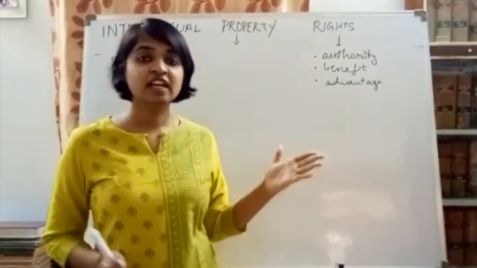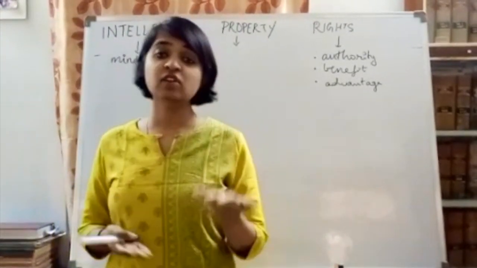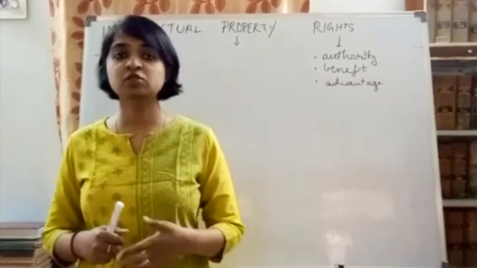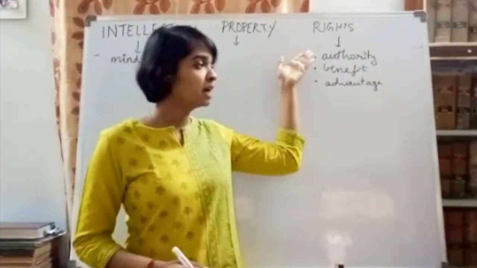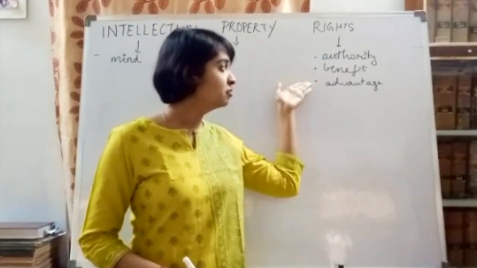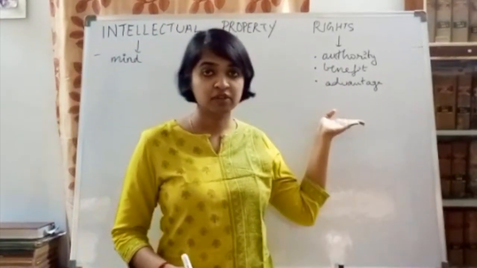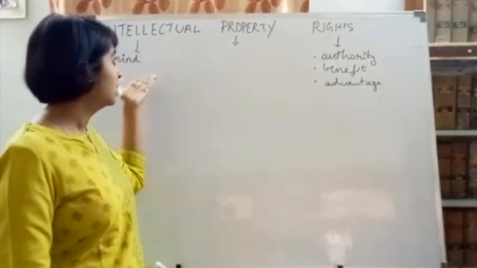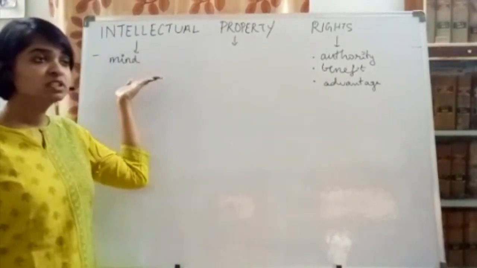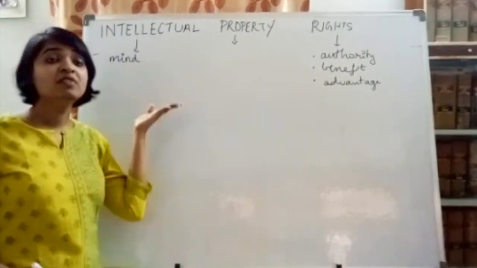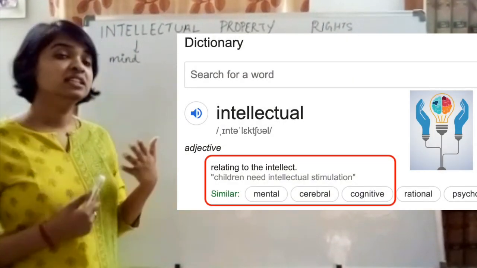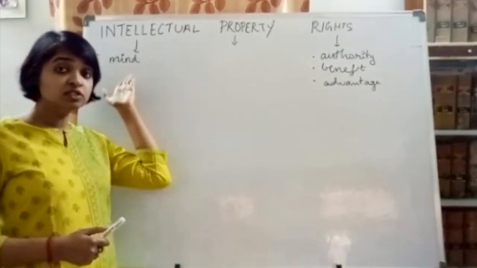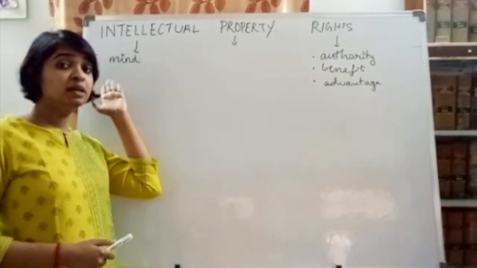Listen, before intellectual property rights, if you would have studied constitutional law or many other subjects, you would understand the meaning of the term right. Right means some kind of authority or some kind of benefit or some kind of advantage which you have. When it comes to intellectual, it is something which has to do with the mind. The very word intellectual is kind of synonymous with the word intelligent. So it has to be something that has to deal with the mind.